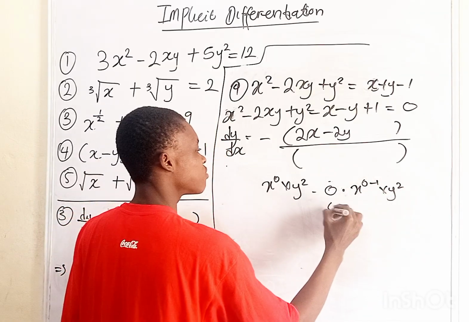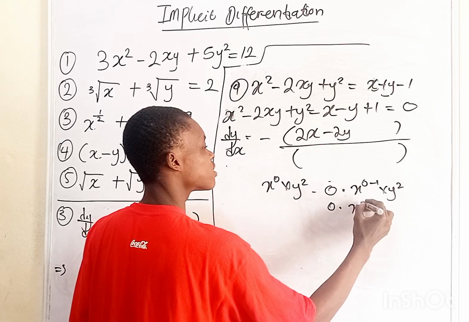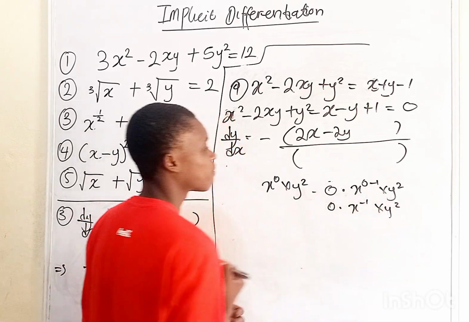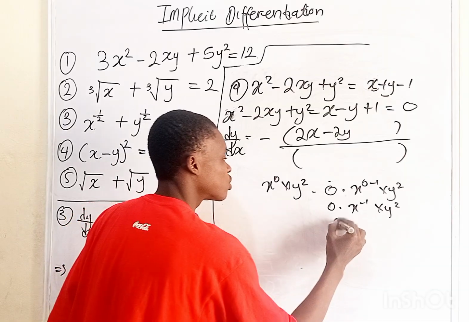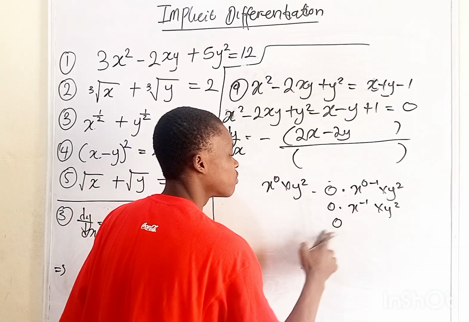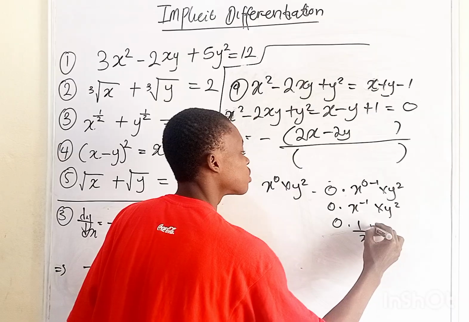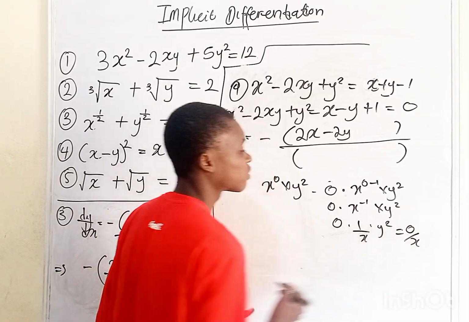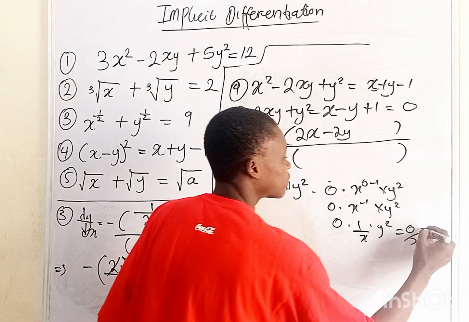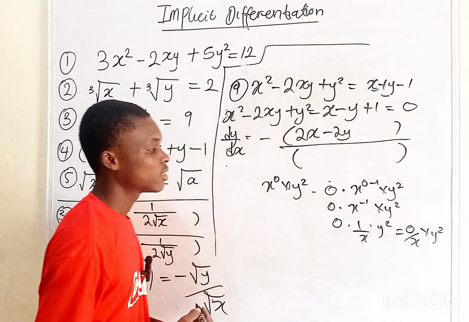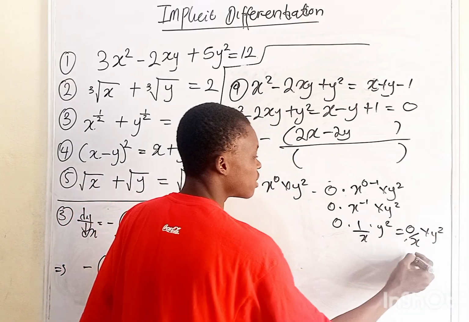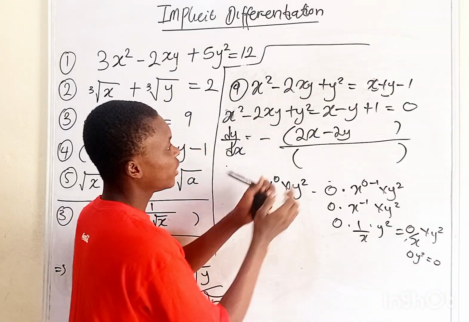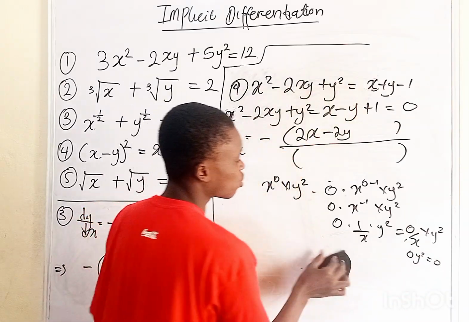So what do we have now? We have 0 times x to the power 0 minus 1, which gives us minus 1, times y squared. So this is just 0 over x times y squared, right? That's it. So 0 divided by x is 0, and 0 times y squared gives us 0. So that's how we see. We know that if there's no x here, that becomes 0.